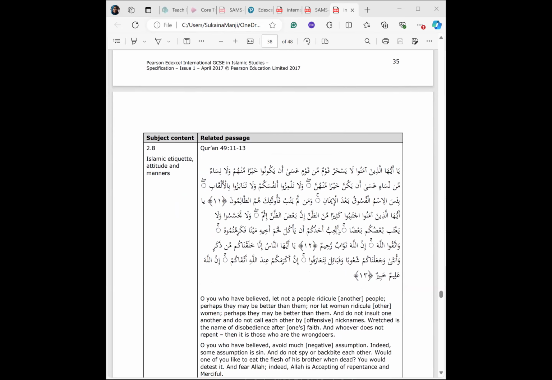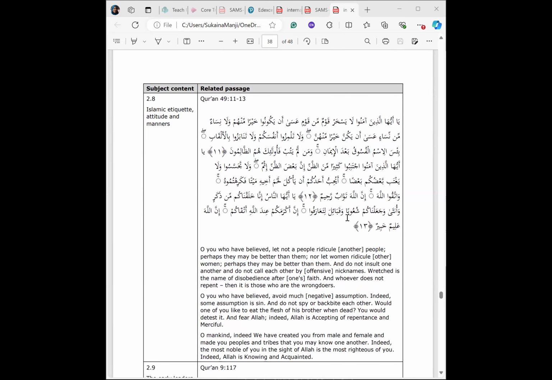So we might look at Islamic etiquettes, attitude and manners. Here you can see Surah 49, verses 11 to 13.